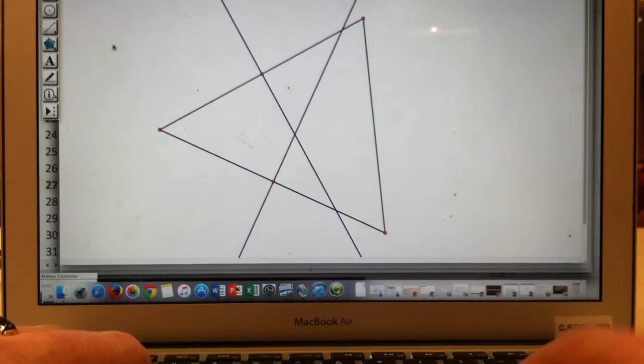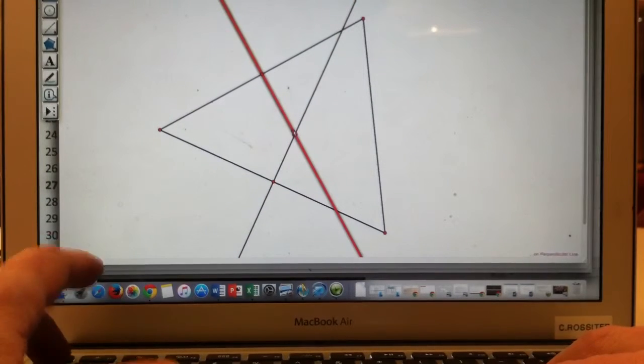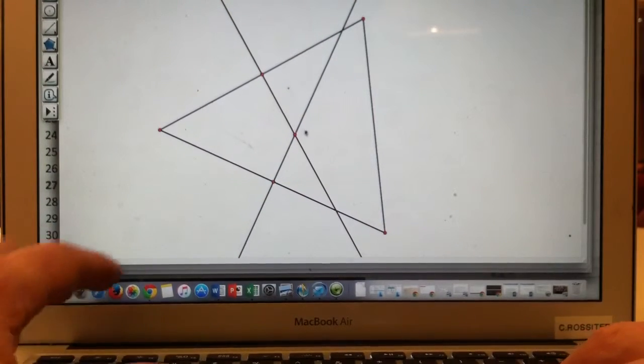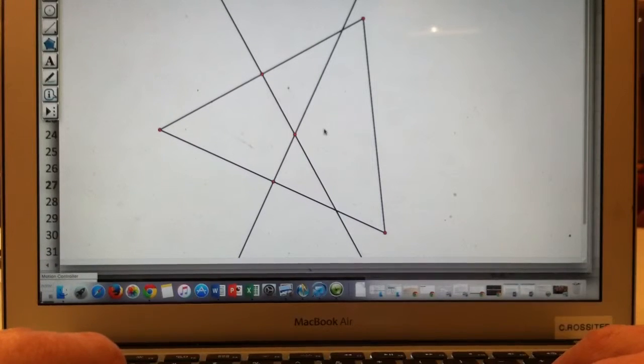And you notice where those two lines meet. Let's make a point there. Go get your point tool. If it lights up both lines, that's the point right at the intersection. That is called the circumcenter.